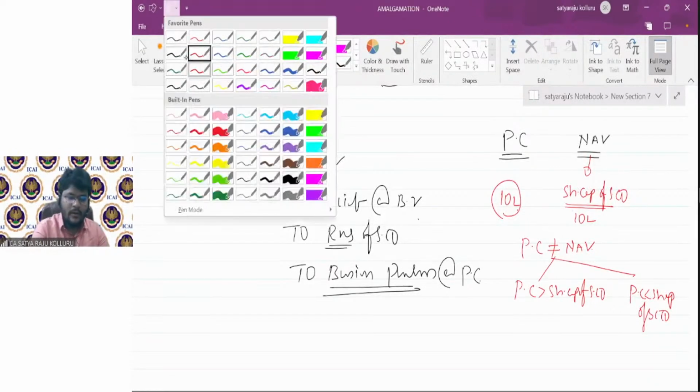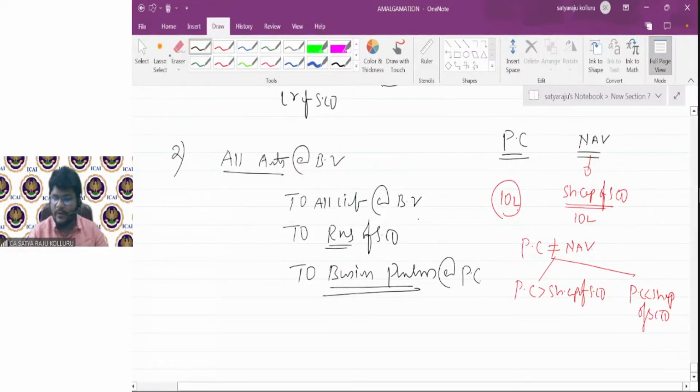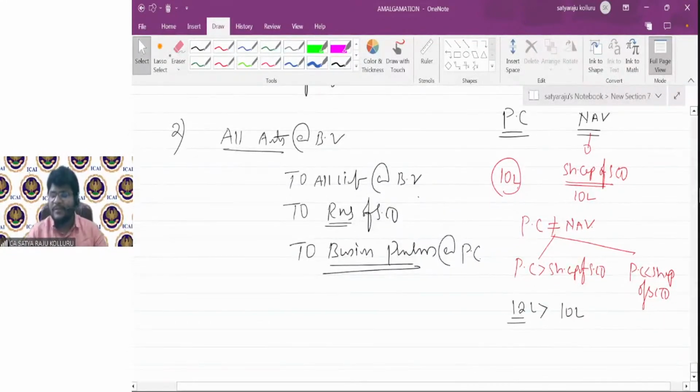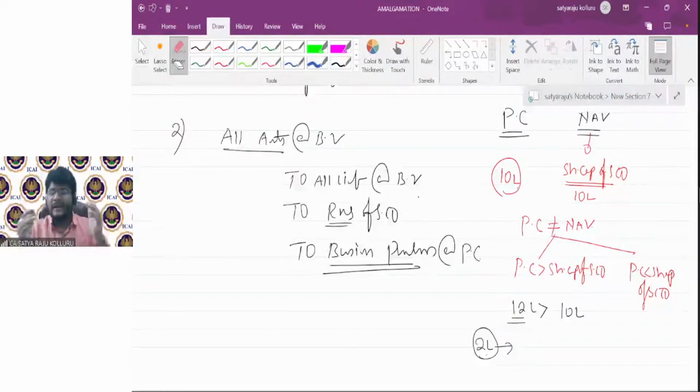For example, purchase consideration is 12 lakhs. Share capital of the selling company is still 10 lakh. Now, how much did you pay in excess? 2 lakhs excess paid. If this is the purchase method, simply such 2 lakhs you may transfer to goodwill. I too agree. But this is not a purchase method. This is pooling of interest method.